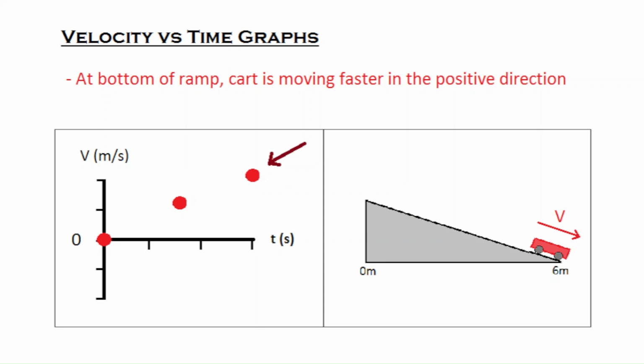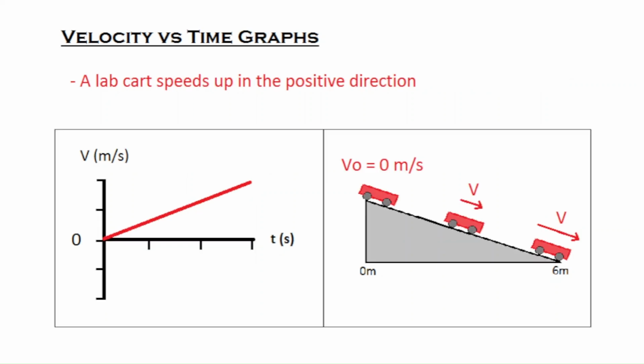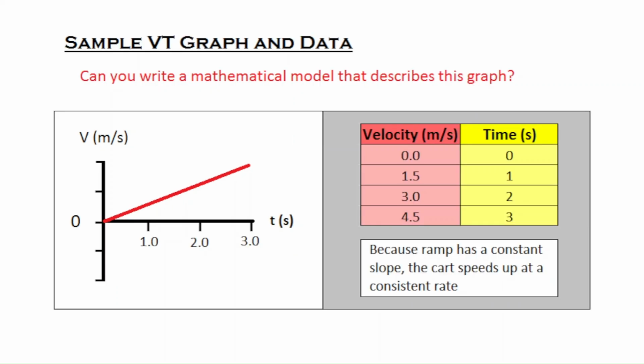And because this ramp is constantly sloped, I would expect the cart to speed up at a consistent rate, and we get this nice linear graph. Now let's go a step further. I just made up a data table that supports the graph. Here you can see the velocity increasing by 1.5 meters per second every second, and the goal is to write a mathematical model that describes the data and the graph.